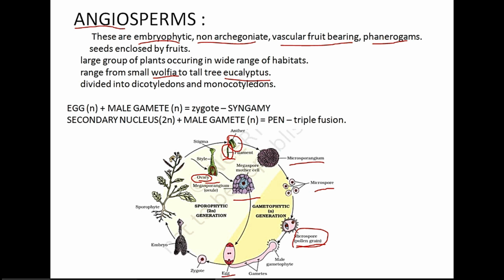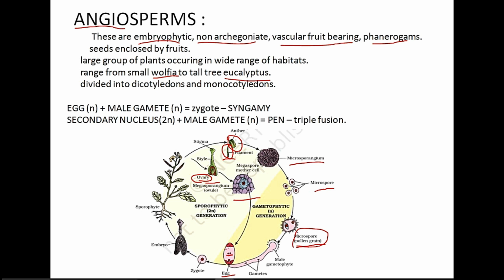So each of these cells of an embryo sac is haploid, and each embryo sac has a 3-celled egg apparatus comprising one egg cell with 2 synergids. So it is a 3-celled egg apparatus. So it has one egg cell with 2 synergids. These are the 2 synergids.